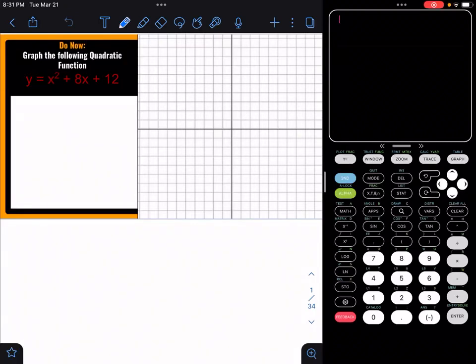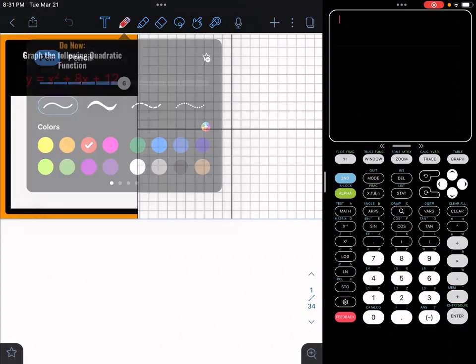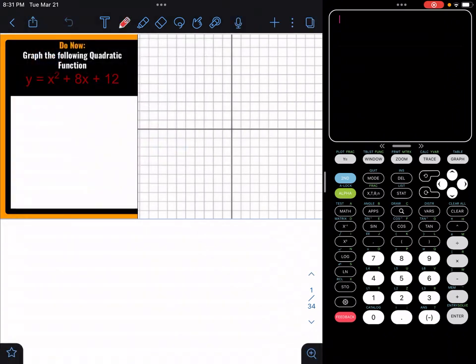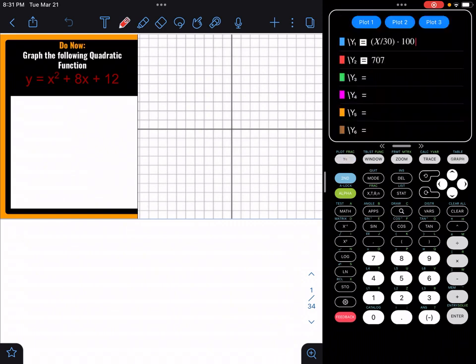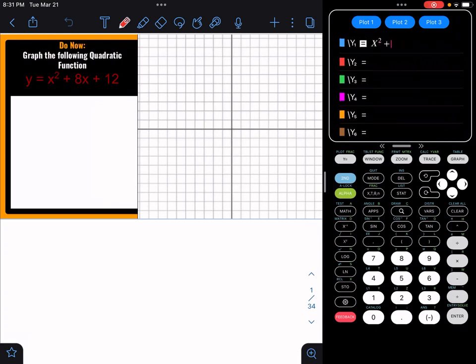Alrighty, let's look at this next lesson in our quadratics unit. The do now here wants us to graph the following quadratic equation. So in order to do this, we are going to come over here to our graphing key, and we are going to type in what they want us to graph. They want us to graph y equals, which is already typed for us, x squared plus 8x plus 12.